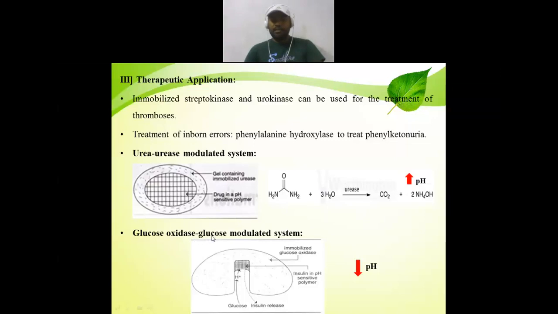In the glucose oxidase glucose-modulated system, to decrease the pH, immobilized glucose oxidase is used, along with insulin in a pH-sensitive polymer.